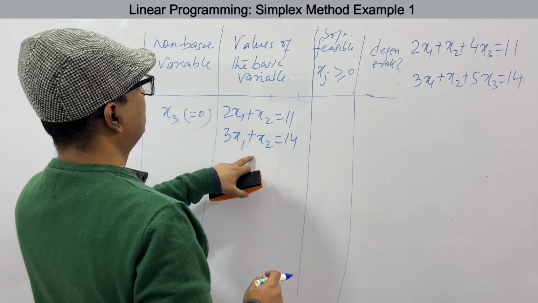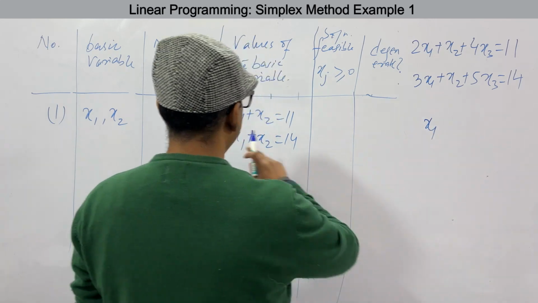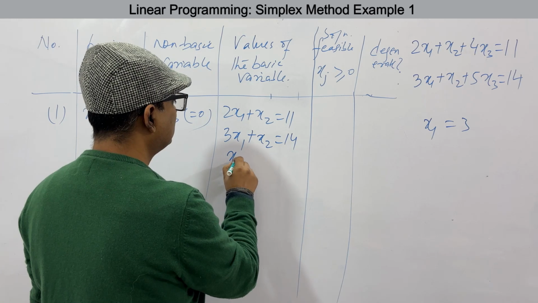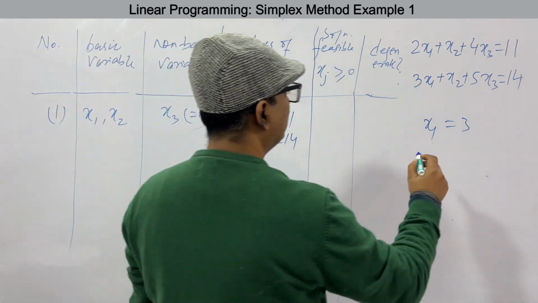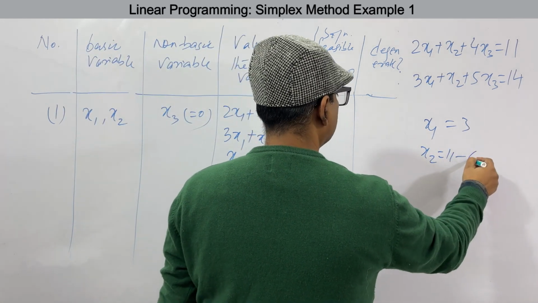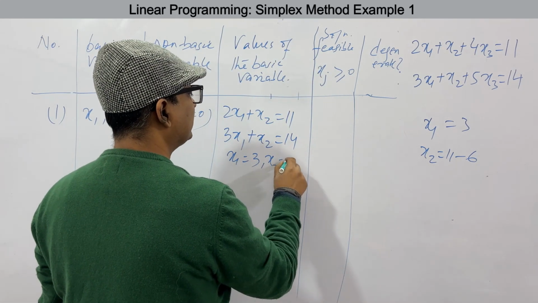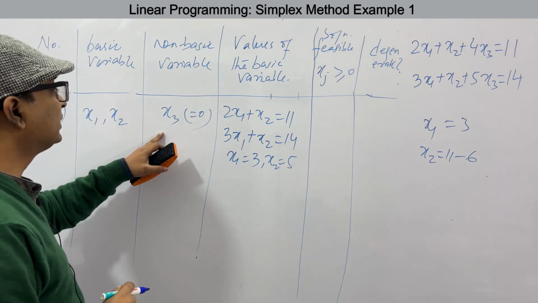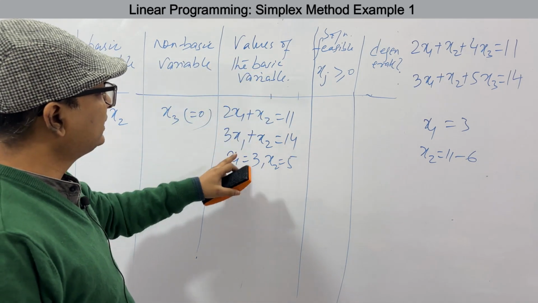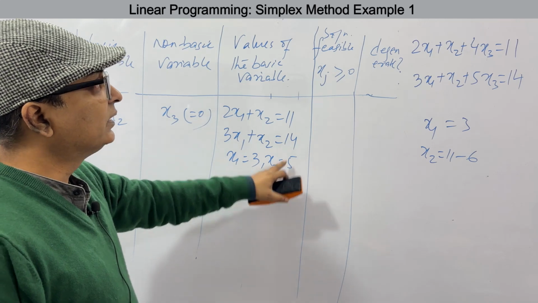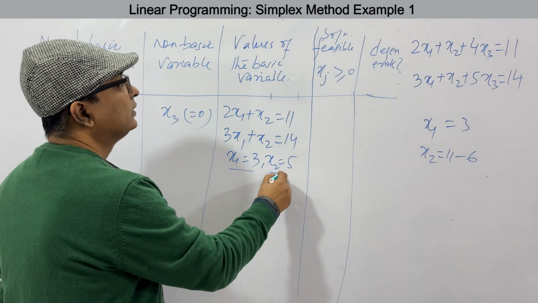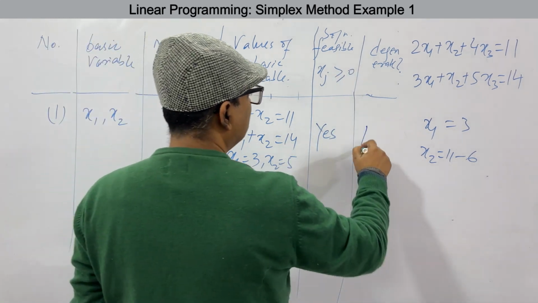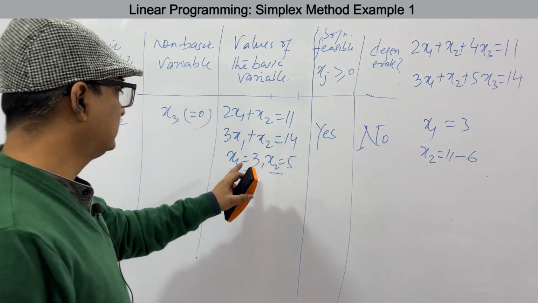The solution will be, let's say, this minus this. So this will be x1, this minus this: 14 minus 11, so 3. So the solution is x1 equal to 3. And then what will be x2? x2 is 11 minus twice of this, 6. That is 5. x2 is equal to 5. So when x3 is equal to 0, that is when we have made x3 a non-basic variable, the values of the basic variables are x1 equal to 3 and x2 equal to 5. So is the solution feasible? Yes, because these two are greater than or equal to 0. Is this degenerate? No, the solution is not degenerate because these are positive.